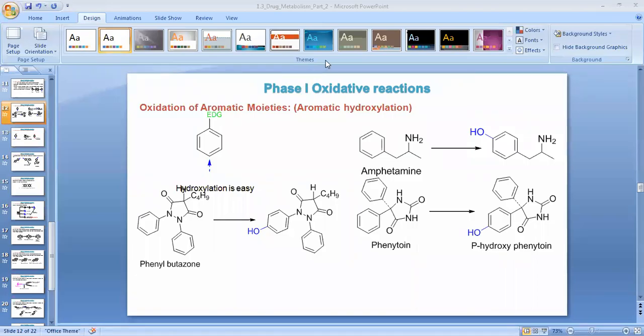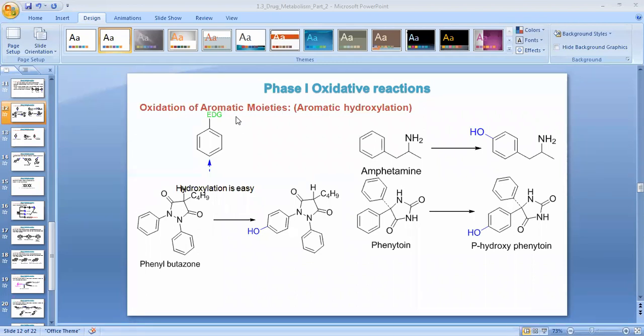So now we are going to start a discussion in detail about what type of oxidative or aromatic hydroxylation conversions are done for the metabolism of an arene ring, if an electron donating group is present in the aromatic ring. Now, what are the examples of electron donating groups?